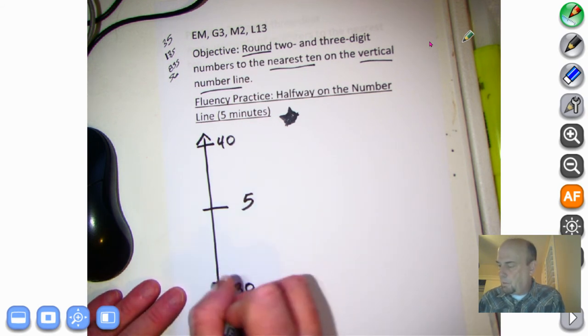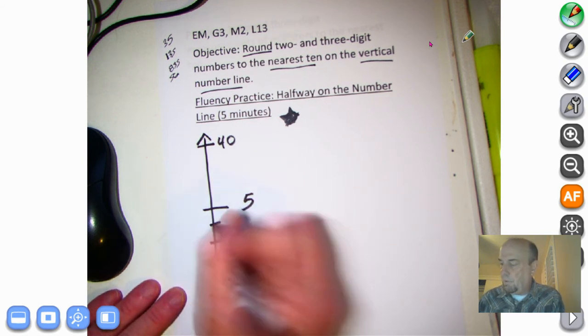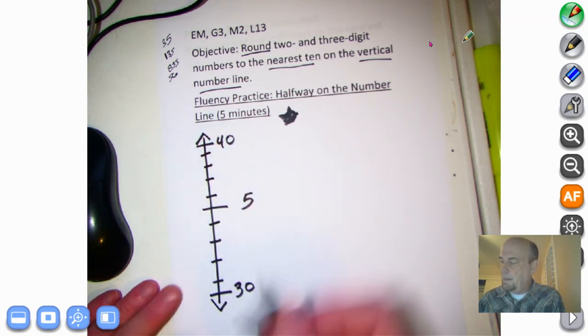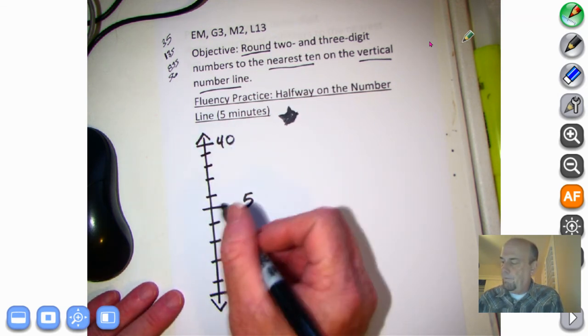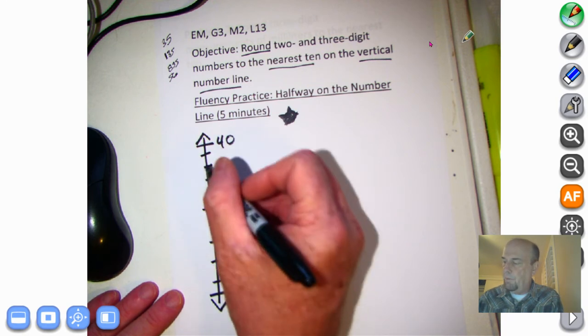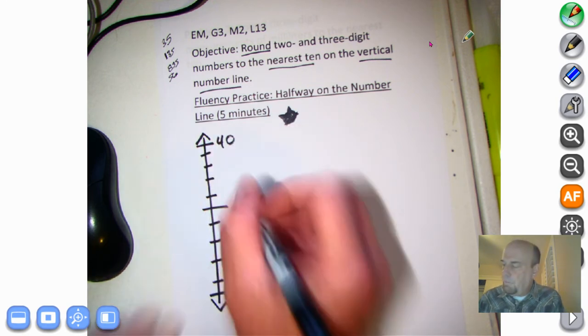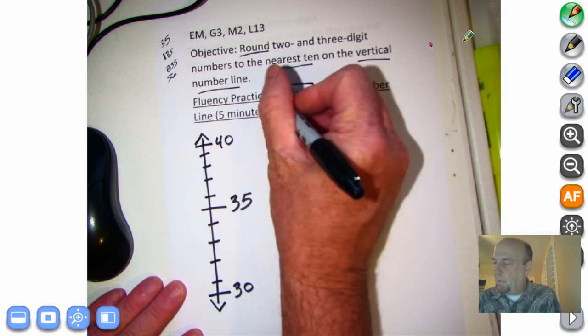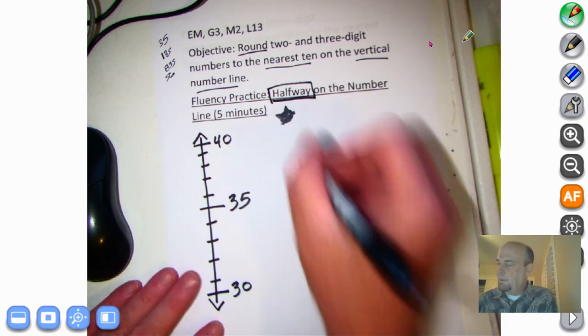Let's check. 31, 32, 33, 34, maybe 35, 36, 37, 38, 39. So I have 1, 2, 3, 4, 5 on this side, 1, 2, 3, 4, 5 on this side. So 35 must be the halfway point. All right, let's do another one.